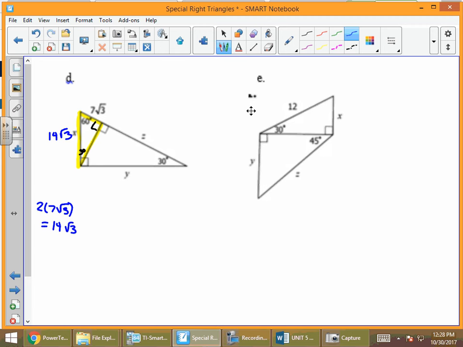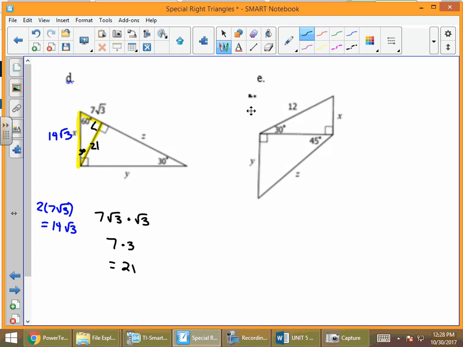To go from the short side to the long side, what do we multiply by? Radical 3. So we have to do 7 radical 3 times radical 3. Again, what happens to our radicals when we multiply by the same thing? Cancel out, so we're just left with 3. 7 times 3 is what? 21. So we know this leg right here is 21. And that will help us out with finding the other missing pieces in this other triangle.